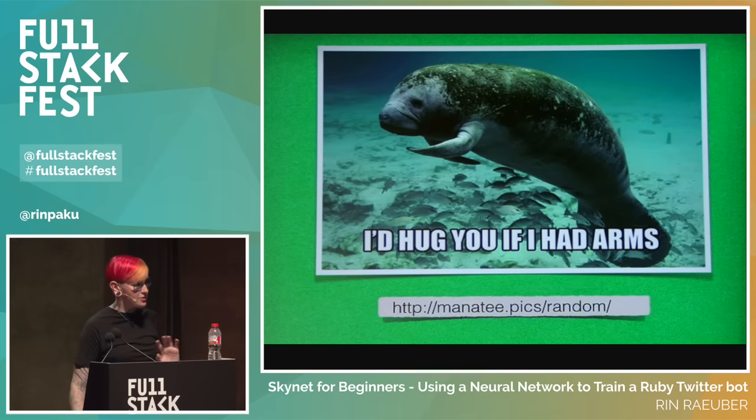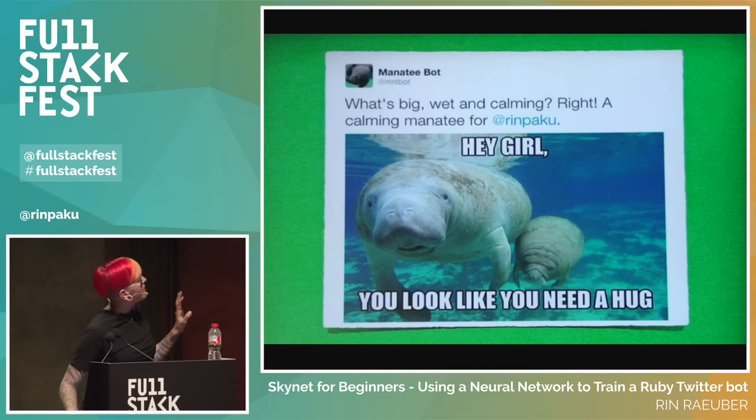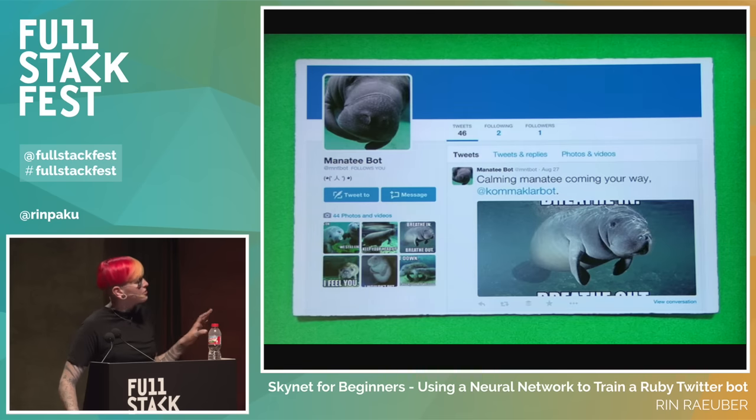As a prerequisite for this whole venture, I wrote in Ruby a little service called manatee.pix. And it just returns a random calming manatee. If you missed that meme, it's about pictures of manatees that have calming messages. The next step was to write a Ruby Twitter bot that would send these calming manatees to people. And first, it would just reply to everybody. And that worked pretty well.